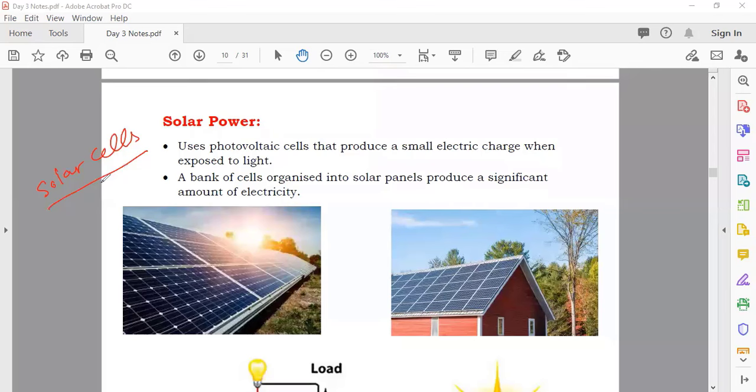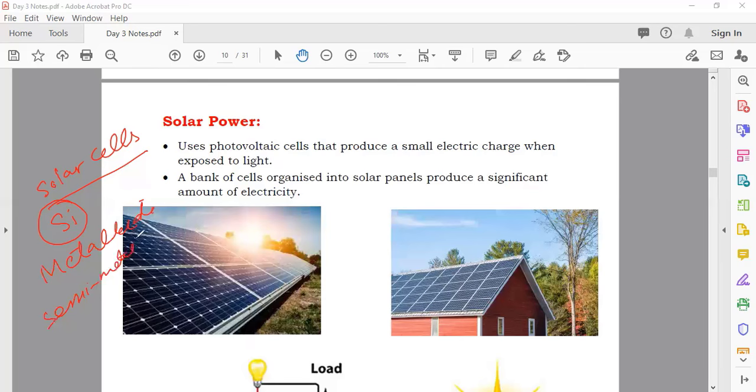They are made of a special material, mainly silicon. It is an element in your periodic table. Is silicon a metal or a non-metal? Can you tell me? Metal? No. Both are wrong. They are metalloids. They are semi-metals.